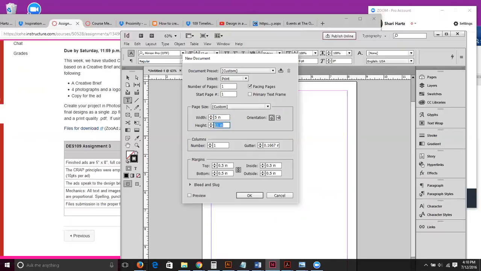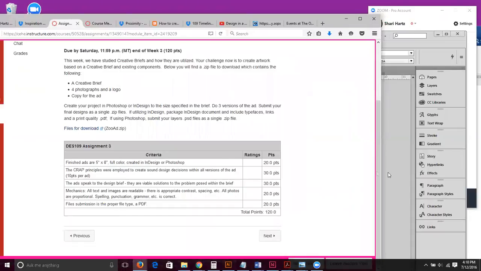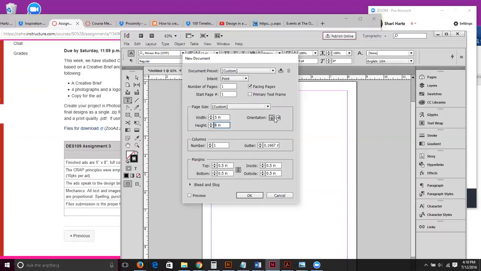Sorry, by 8. Okay, so notice I have the option for orientation. It doesn't say that it has to be a portrait or landscape. So no, you have a choice right here in setting it up whichever direction you want it to go. All the samples that you guys saw were portrait. Let's just do landscape just for fun.